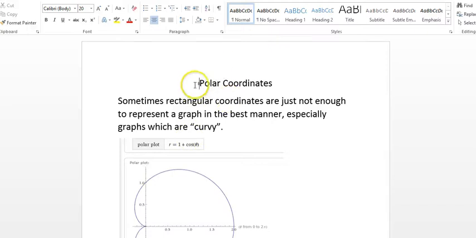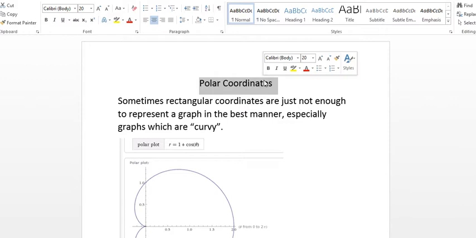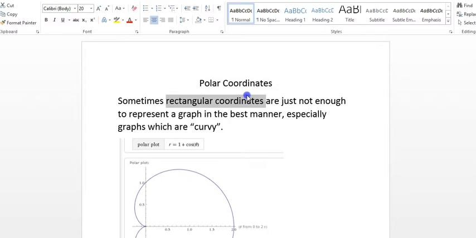So today we are going to talk about polar coordinates. Now, all throughout your career in high school and college so far, you would have been talking about rectangular coordinates. What are rectangular coordinates? Rectangular coordinates are the usual coordinates that we deal with. Like if you say 3, 5, then the x coordinate is 3 and the y coordinate is 5.